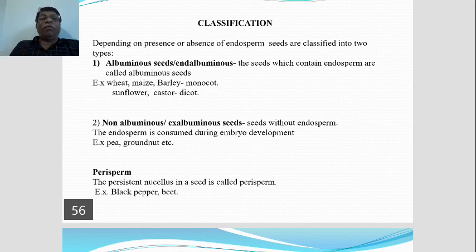Dicots also have endosperm in the seeds. A very good example is castor. Castor means ಔಡ್ಲ. ಔಡ್ಲದಲ್ಲಿ ಎಂಡೋಸ್ಪರ್ಮು ಇರುತ್ತೆ.